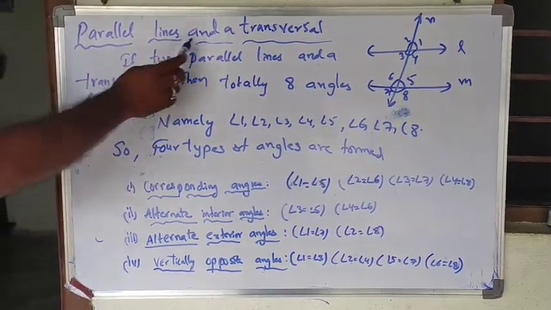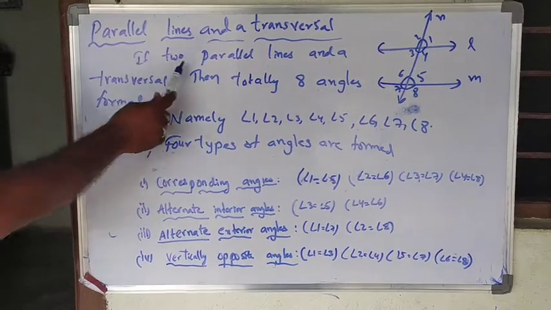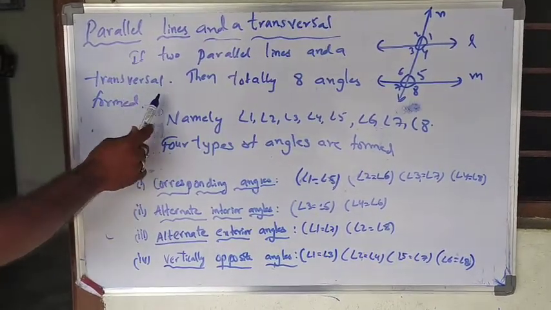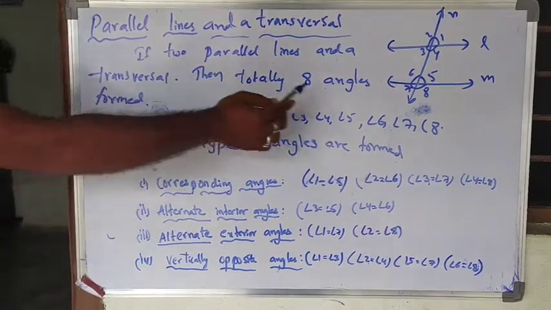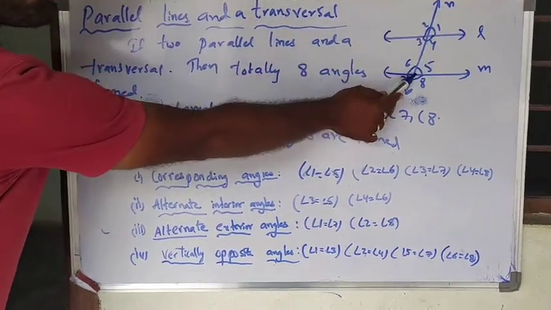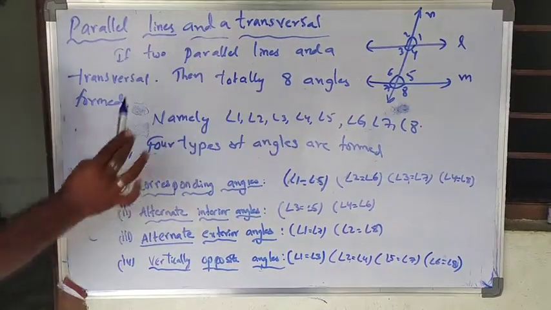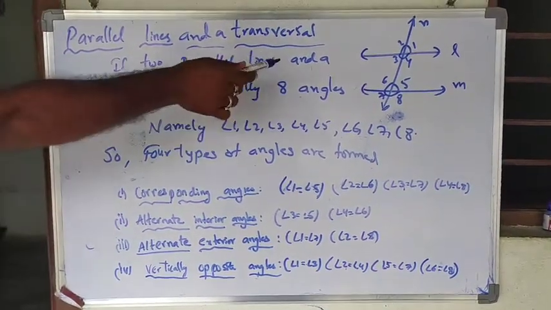Next, parallel lines and a transversal. If two parallel lines and a transversal, then in total we are going to get 8 angles. Similarly, if there are 3 parallel lines, then 4 plus 4 is 8, 8 plus 4 is 12, so 12 angles will be formed.